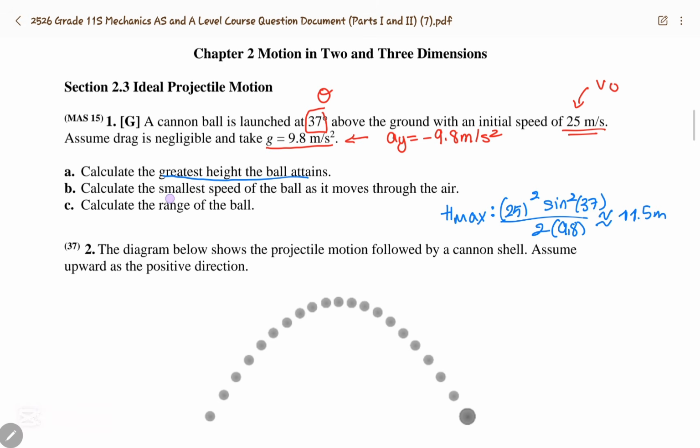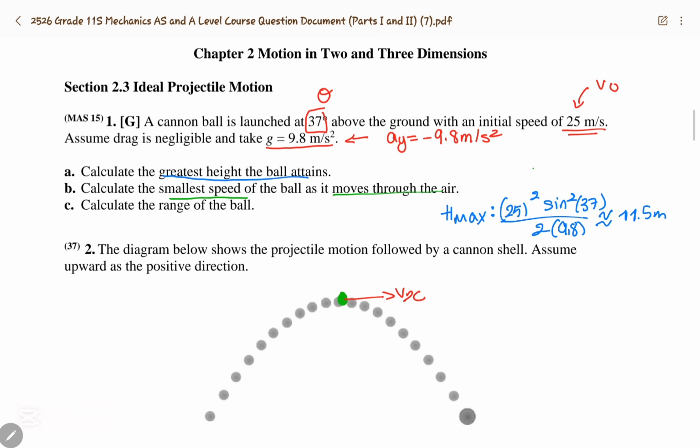They now want the smallest speed of the ball as it moves through the air. This is actually a very important statement. At some point in time, Vy is going to have a velocity of 0. And when is this velocity going to be 0? When it is at the top, right? The velocity y, pay attention, I'm saying y, is going to be 0 when it reaches the top of the projectile motion. However, we still have a velocity which is Vx. Vx still exists even though Vy does not.